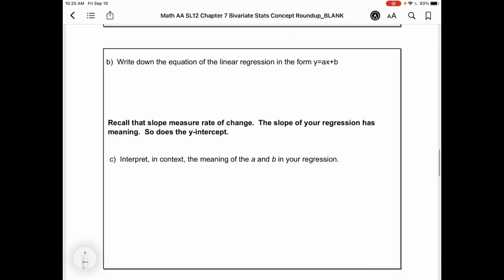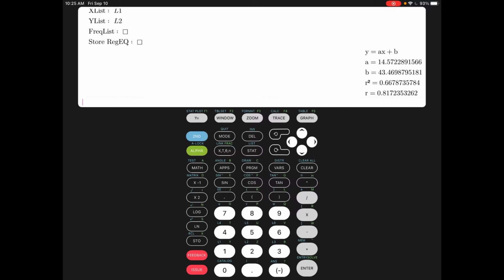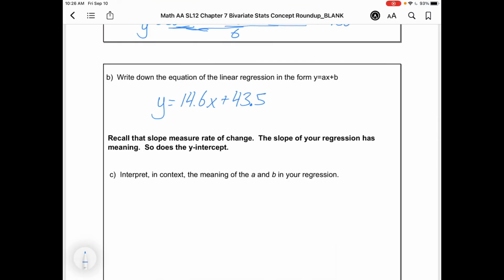Now, we can also get the calculator to generate a linear regression, which means a computationally derived line of best fit in the form y equals ax plus b. And we actually already did it. When we had the calculator generate the r value, it also gave us this line that says y equals ax plus b, and it tells us that the a value is 14.6 to 3 sig figs, and the b value is 43.5. So that apparently is the linear regression. The IB will often ask you to write it down so that when you use your linear regression later on, you're using it to this many significant figures.